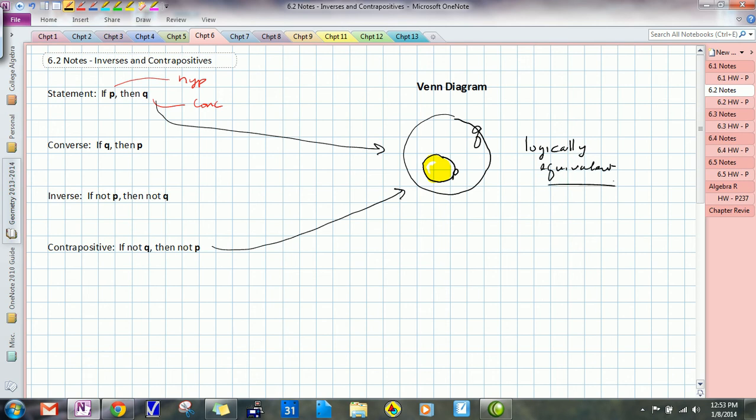Okay? The same can be said about the other two, the converse and the inverse. If I draw another Venn diagram, but this time I put P as the bigger circle and Q as the smaller circle, and then I'll shade in that Q circle. So the converse says that if a point is in Q, then it's also in P. So if there's a point in Q, it must also be in P. And then the inverse says exactly the same thing. If a point is not in P, then it cannot be in Q. So these two are also logically equivalent.